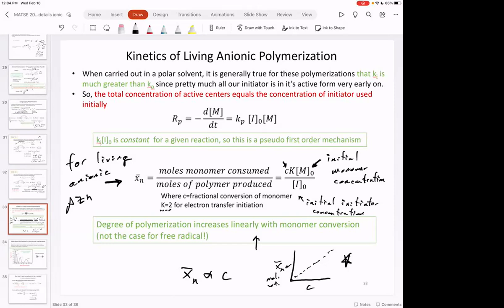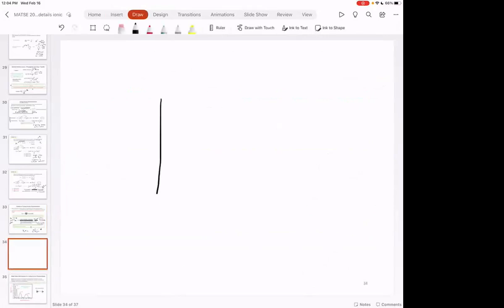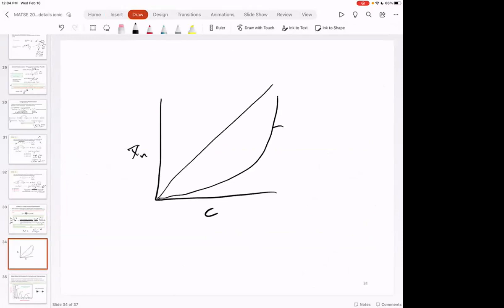So now we have 3 characteristic curves, and let me just give you this one more slide here. Now we have 3 characteristic curves for our buildup of molecular weight: step, living, and chain. And we have some characteristic equations that tell us about that, right?